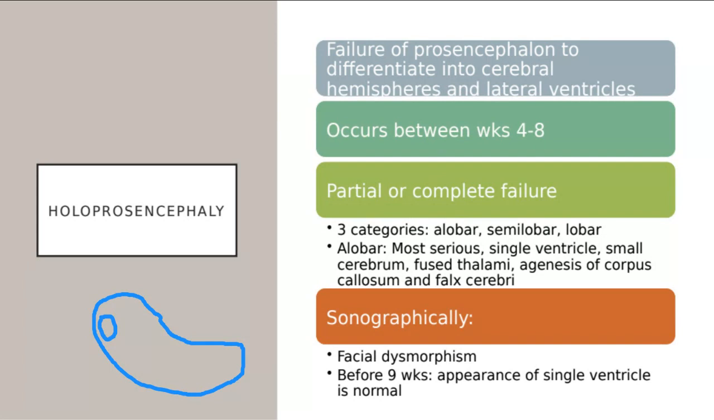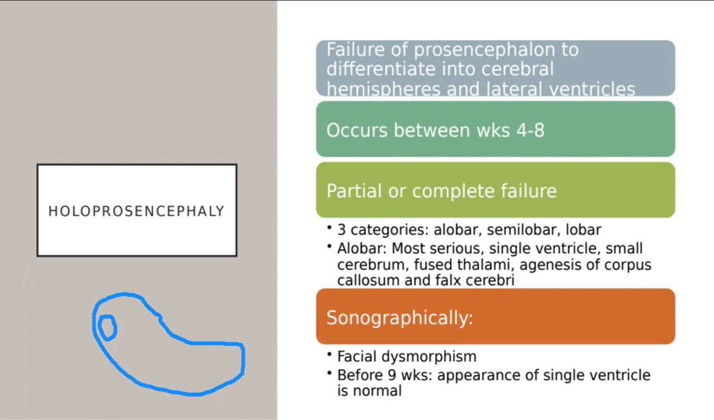On ultrasound, this brain tissue is going to look very abnormal depending on the category that it falls into. We're going to see all of those characteristics of alobar holoprosencephaly. We're going to see some facial dysmorphism, and before 9 weeks, we can't really tell what this is, because it's normal to not be able to differentiate that brain tissue. It's normal to see a single ventricle. It's normal to see a rhombencephalon, right?